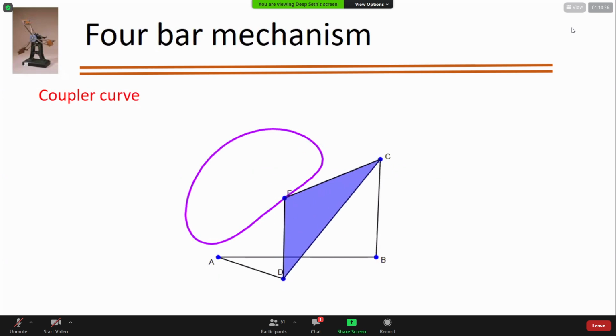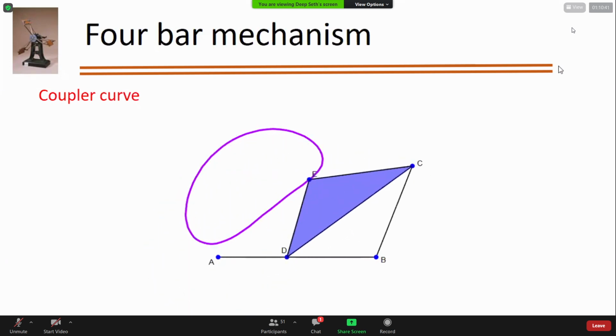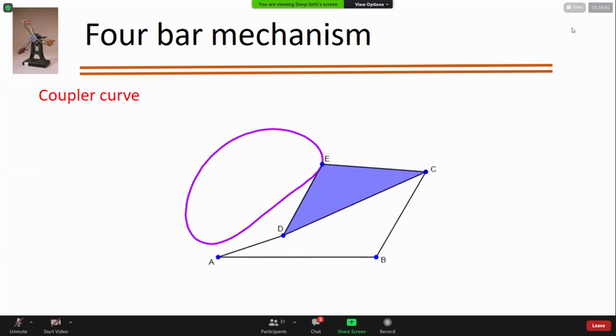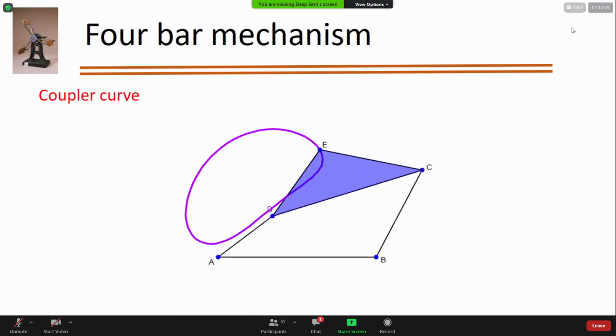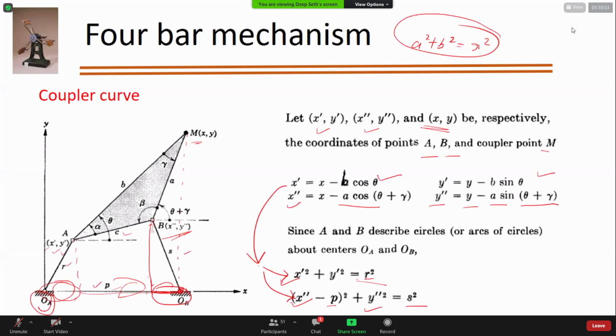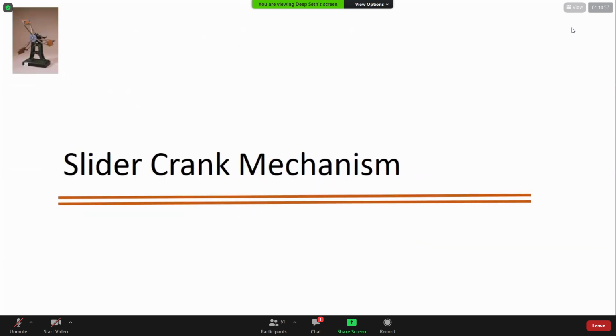You can try it in MATLAB if you want, or I have shown you one Mechanalyzer software and example as well, how it can form a curve, right? So this was the basic maths behind how this equation is forming and how that curve is forming over there, right? Now let's move to the slider crank mechanism.